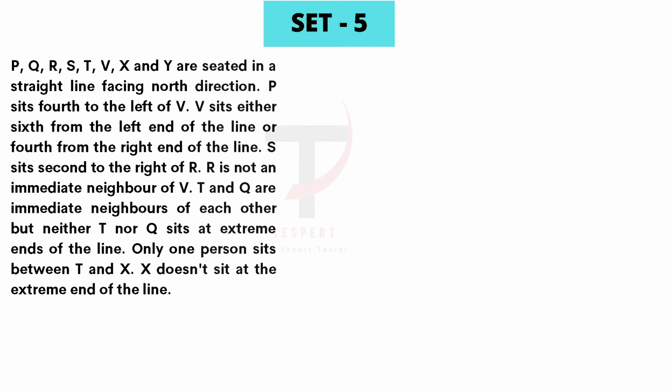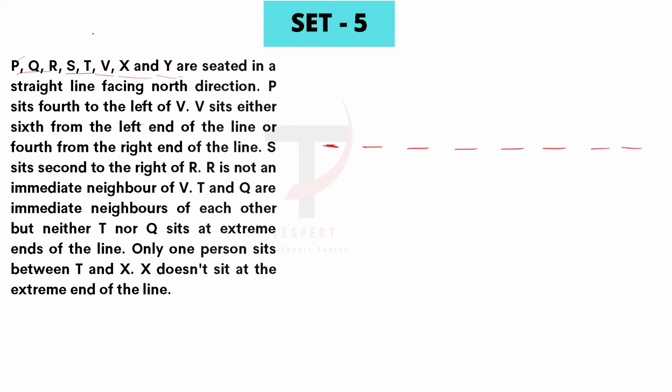So what is given? PQRS. So how many are there? 1, 2, 3, 4, 5, 6, 7, 8. So 8 are seated in a straight line facing north direction. Of course, all are facing the north direction. P sits fourth to the left of V. V sits either sixth from the left or fourth from the right end. So let us draw 8 spaces. 1, 2, 3, 4, 5, 6, 7, 8.